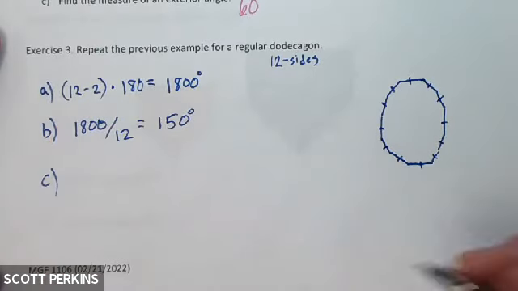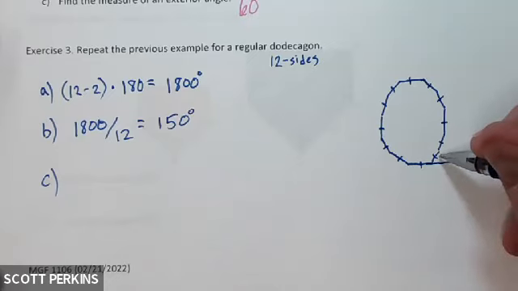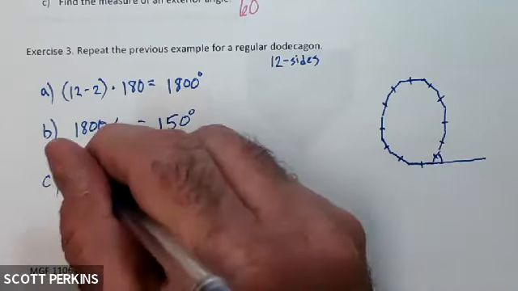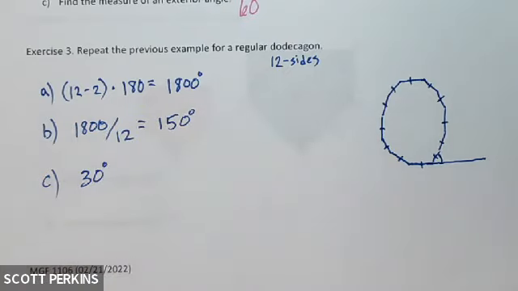And then the C part is if I take this side right here, I'm just using the bottom because it's right there at the bottom. And I want to know what's this angle right here. Then how many degrees are left over for this exterior angle right here? 30. They have to add up to 180. Great job.